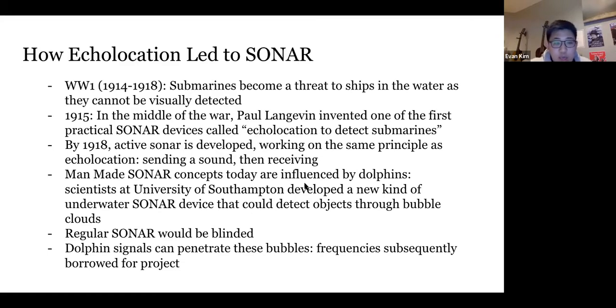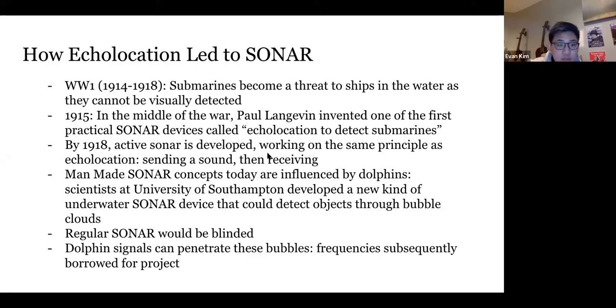And lastly, we have the development of sonar from the example of nature, how echolocation led to sonar. In World War I, which lasted from 1914 to 1918, submarines became a threat to ships in the water as they could not be visually detected. They remained underwater and invisible to sailors on the deck of a ship. In 1915, in the middle of the war, Paul Langevin invented one of the first practical sonar devices called echolocation to detect submarines, translated from French, I believe.